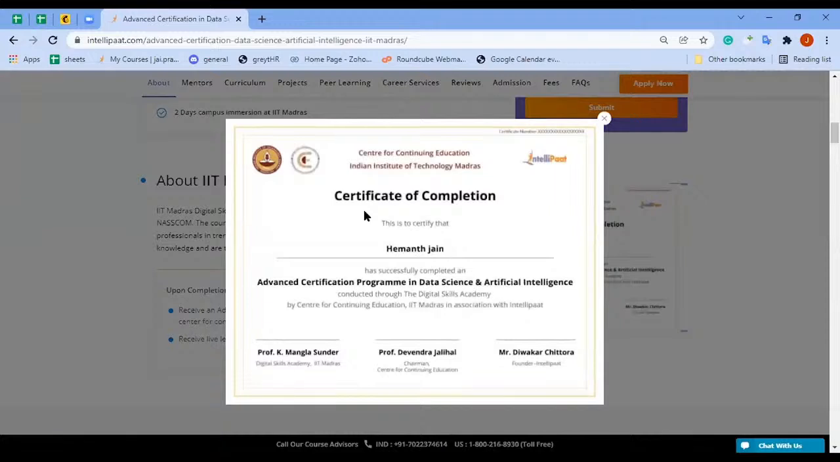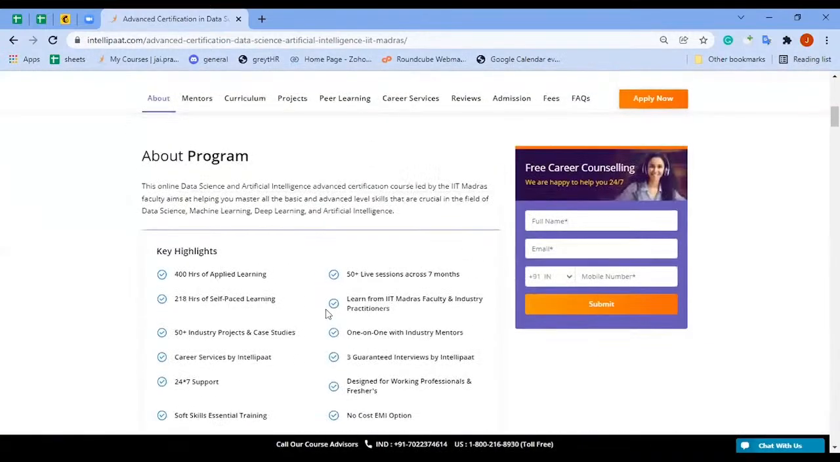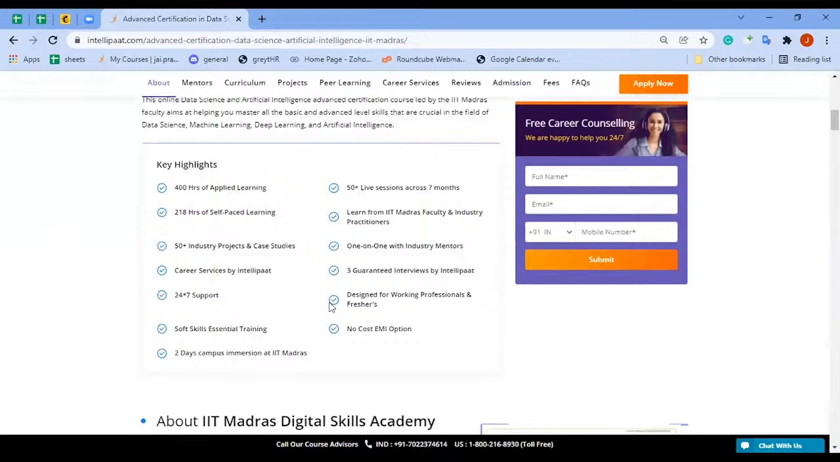This is the sample course completion certificate which you will be getting. It will be signed by the professor of the Digital Skills Academy, IIT Madras, the chairman of the Center of Continuing Education of IIT Madras, and the founder of Intellipaat. It comes with a unique certificate number on the top right corner. So it's a collaborated certificate, because Intellipaat is an authorized learning partner of IIT Madras. In fact, we are the only institute in the market right now offering a course on data science in tie-up with IIT Madras.